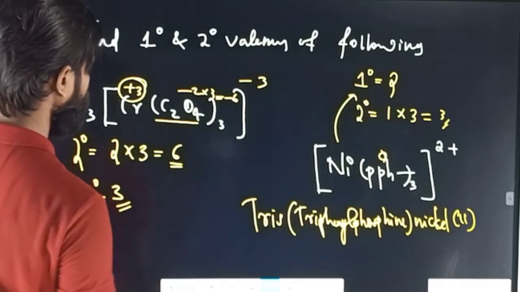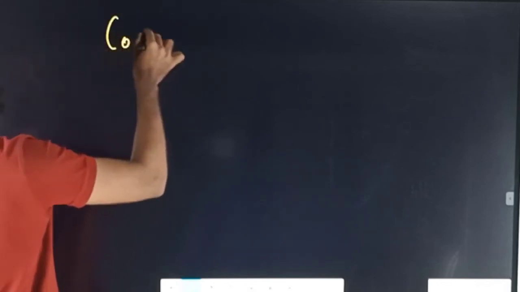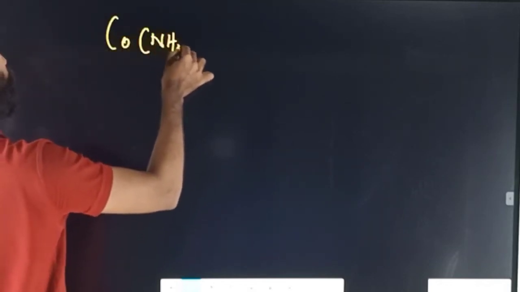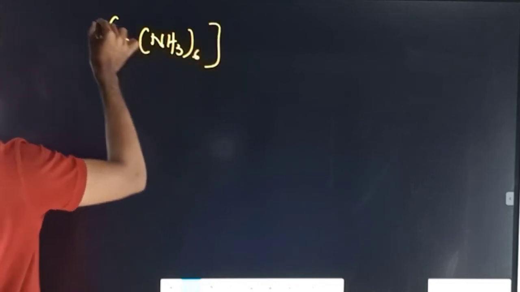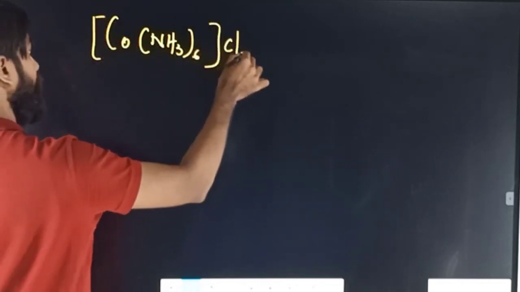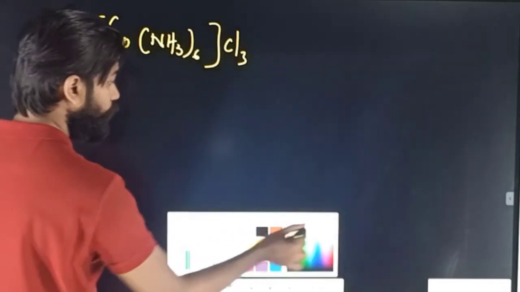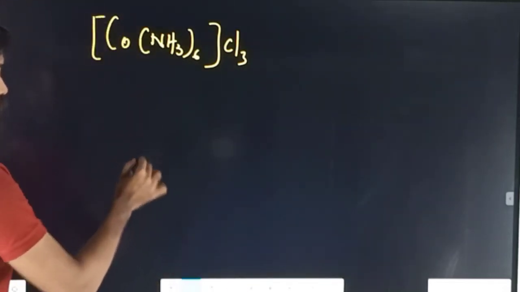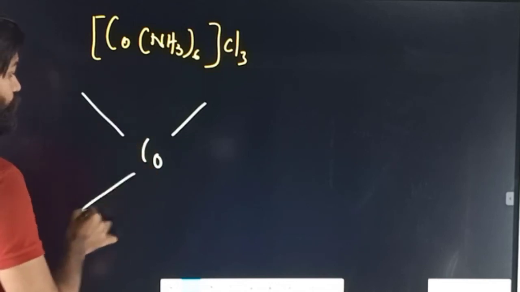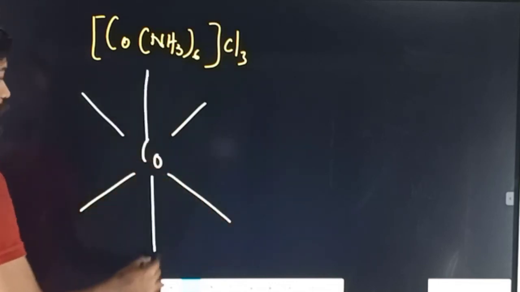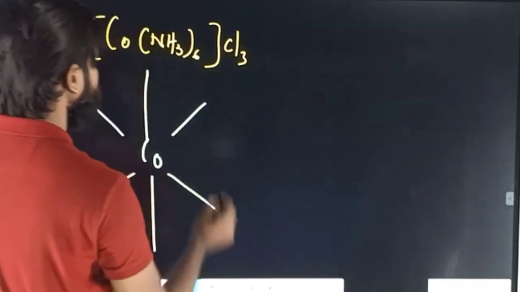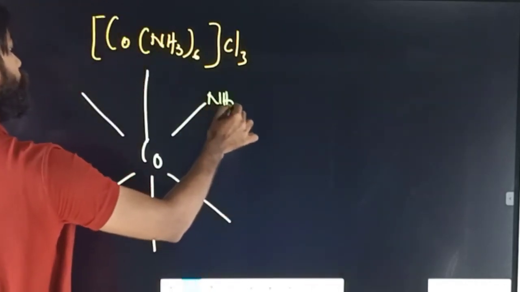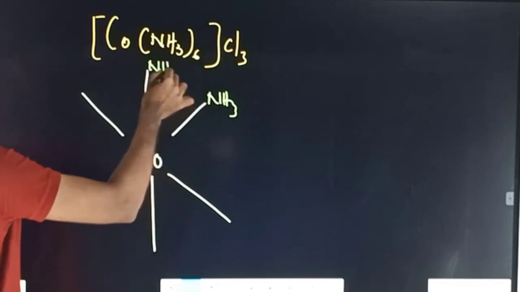Ready. And one more thing. So let's consider the molecular arrangement, or the diagrammatic arrangement, of the Werner concept. So this is cobalt with coordination number 6, having a formula like this. Ready? And here is the 6NH3.